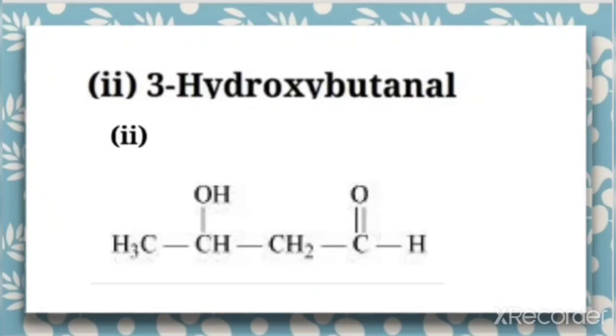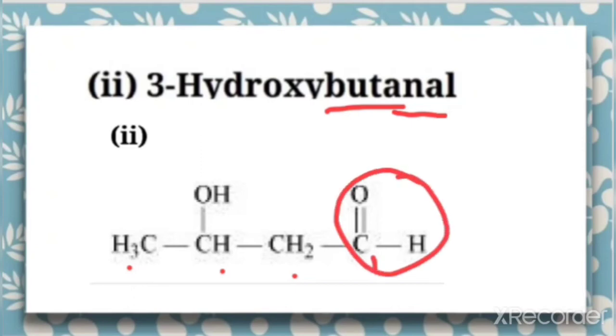Next one, that is 3-hydroxybutanal. In this case, the word but is representing the word root. So always when you are making the structure with the help of a name, first you write the number of carbon atoms involved in the main chain. That is the word root, that is but. So make the 4 carbons, 1, 2, 3, 4 carbons you have made. And butanal means there is an aldehyde group. So from that, one of the terminal carbons, just make it an aldehyde group, that is C double bond O, H.